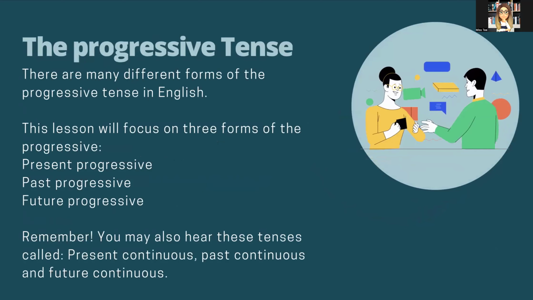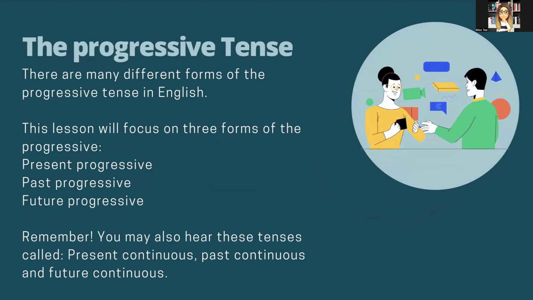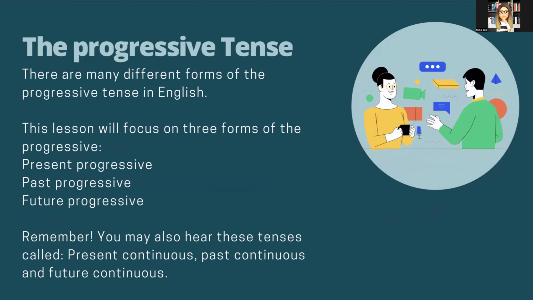More about the progressive tense. There are many different forms of progressive tense in English. This lesson will focus on three forms of the progressive, which is known as present progressive, past progressive, and future progressive. Now, if you've ever taken English lessons before, you may have also heard your teacher use the name continuous. So they would say the present continuous, the past continuous, and the future continuous.